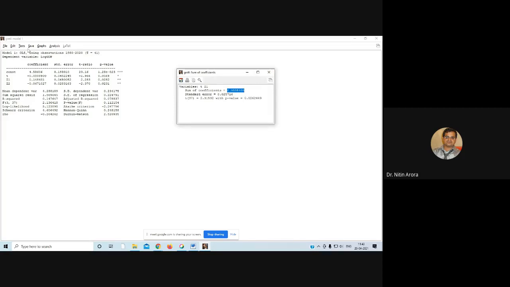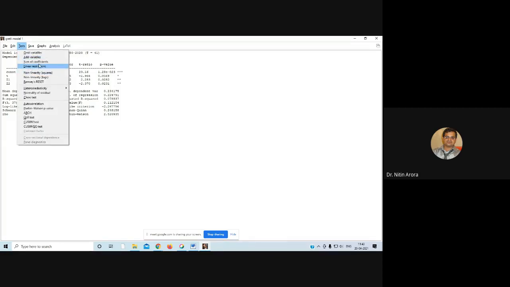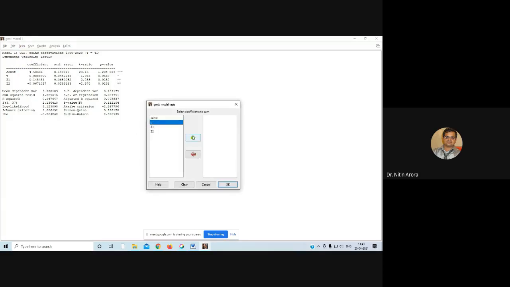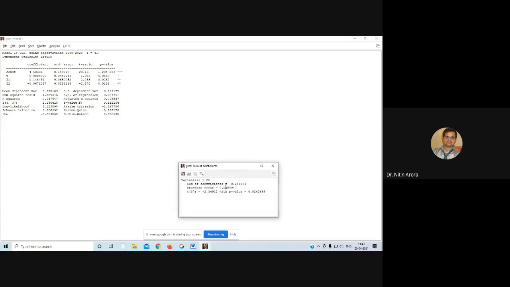Now let us compute another growth rate. Test, sum of coefficients. Now I want the sum of T and Z2, right? I want to see the growth rate in the second period. Click OK. Huge. If I go by this trend, then around 15.6% negative growth rate is observed, statistically significant at the 5% level here. So this is the negative growth rate in the second sub-period.